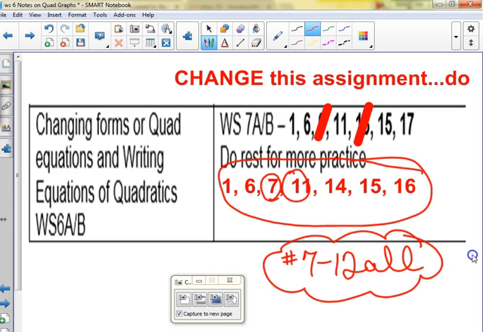Jada, here's your pass. Nina, here's your pass. Alex, here's your pass. Anthony, here's your pass. Albert.